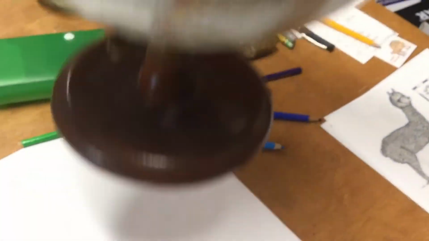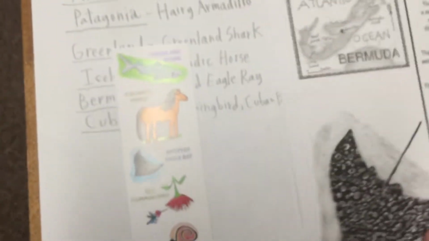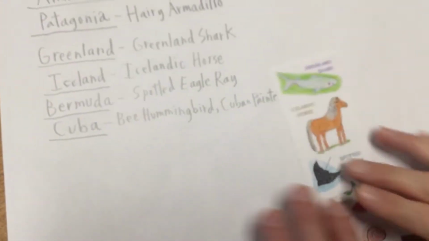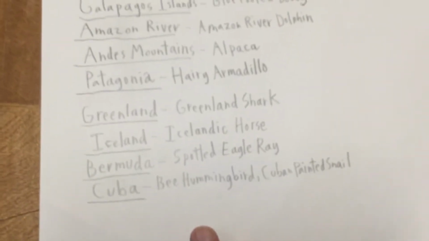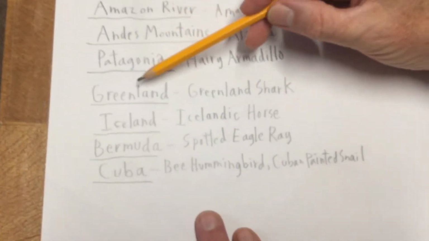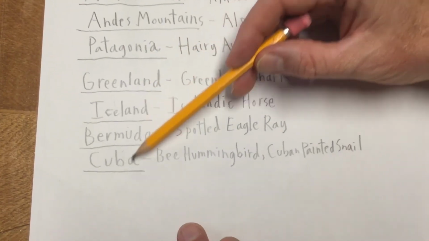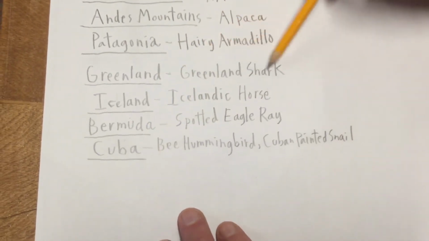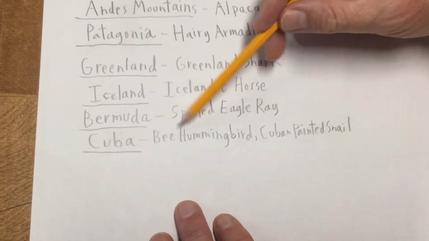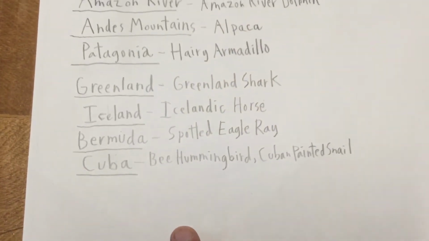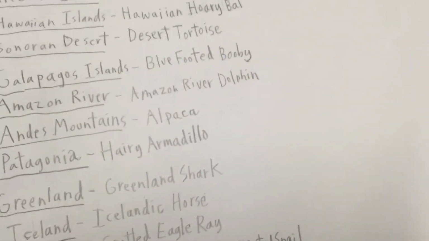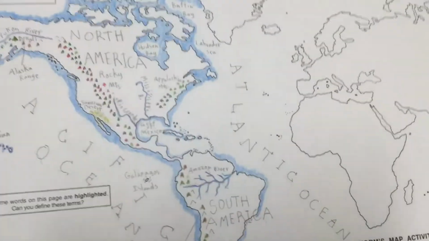So we'll be finding those on our continents of the world map as well. So why don't you take a second? You can stop the video if you want, and you can write Greenland, Iceland, Bermuda, and Cuba, and then you can write the animals that we're highlighting. All right, now let me flip it over to the other side. When you're ready, we can start to locate these places.